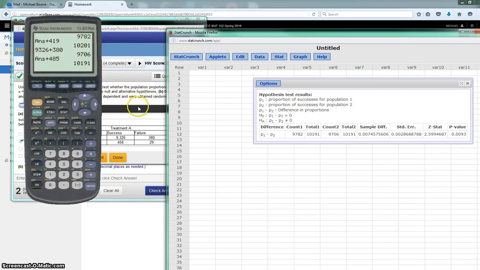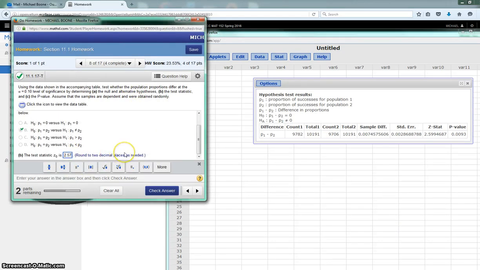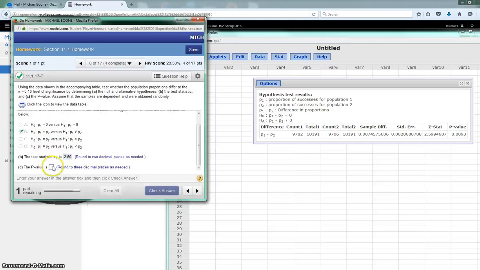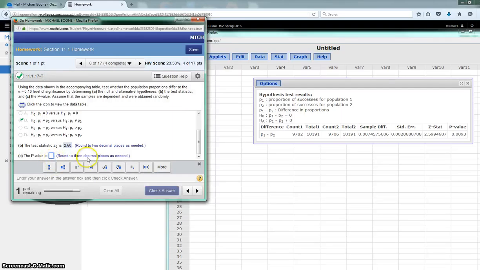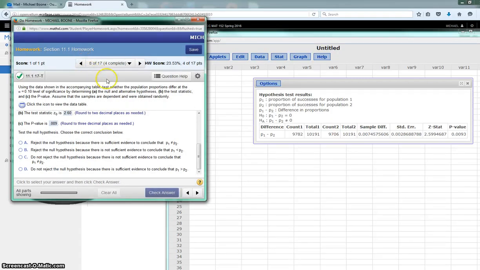Now when I compute, I get a test statistic of 2.60. So I was a little off. My p-value to 3 decimal places is 0.09. So that should help with number 8.